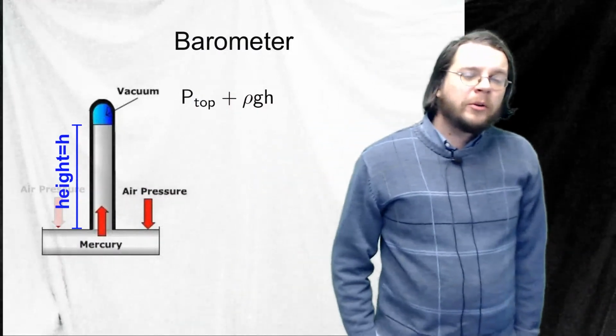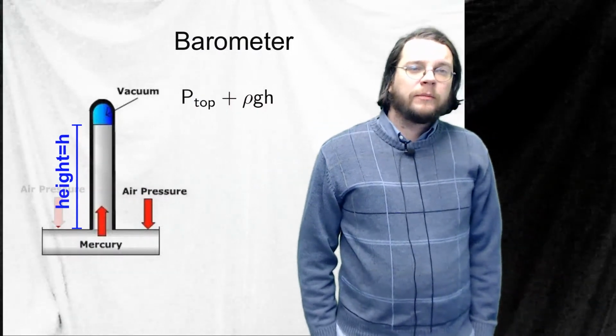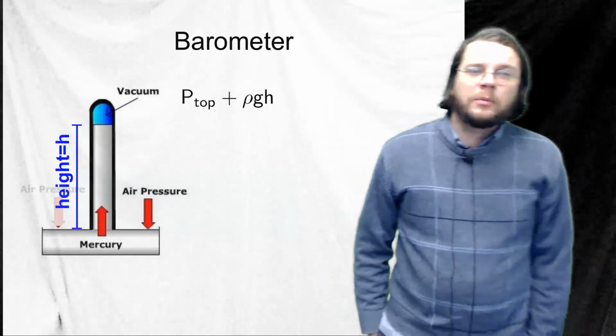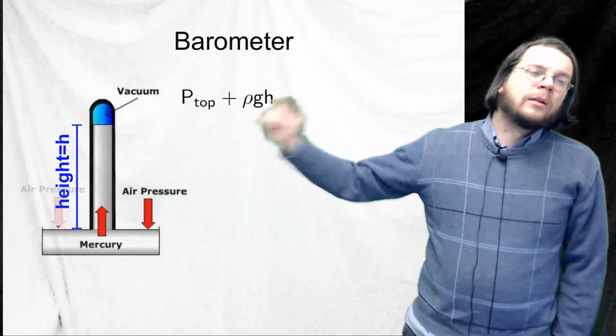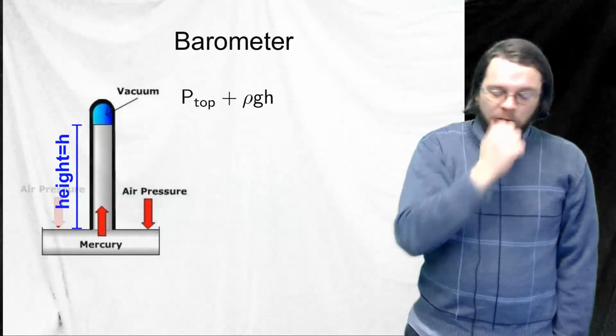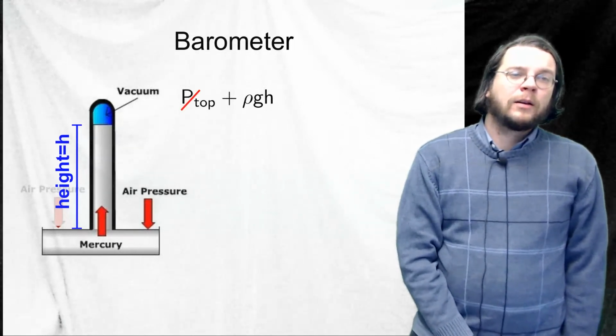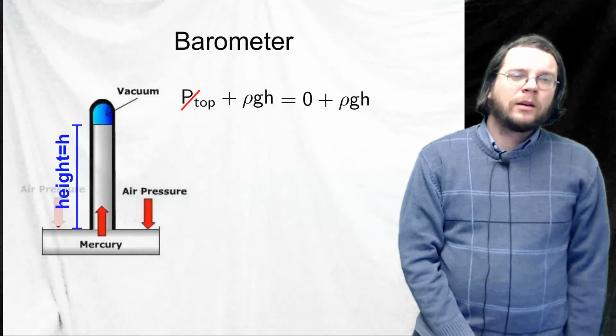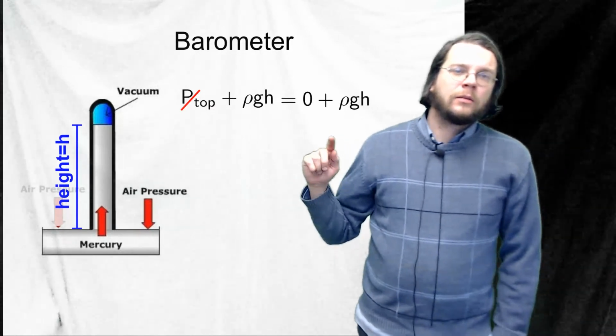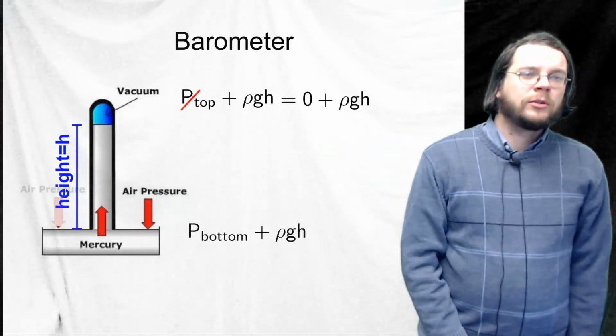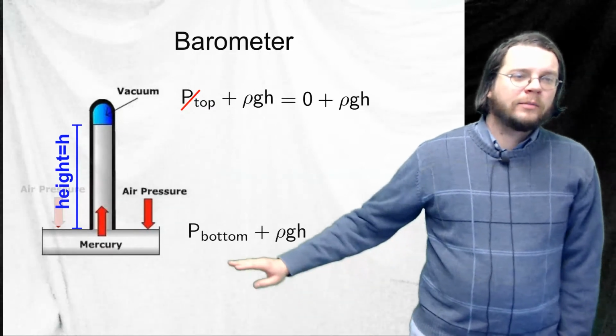So when you have a barometer, and this one is made of mercury, at the top is some sort of vacuum, and so you can say that the pressure at the top is 0. And then, right, so 0 plus rho g h, and so there's some pressure at the bottom, which is the air pressure.